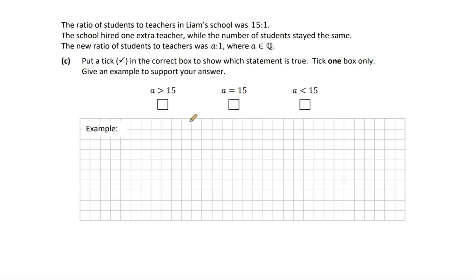Part C, the ratio of students to teachers in Liam School was 15:1. The school hired one extra teacher while the number of students stayed the same. The new ratio of students to teachers was A:1, where A is an element of the set Q. So the set Q is the set of rational numbers. That's basically fractions, numbers that you can write as a fraction. These number sets are in your tables book if you forget what these symbols are.